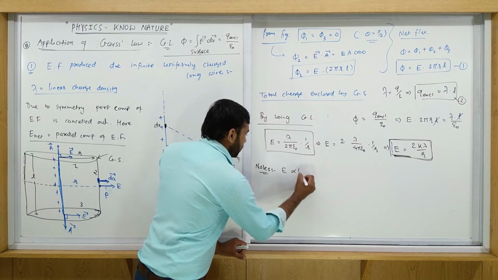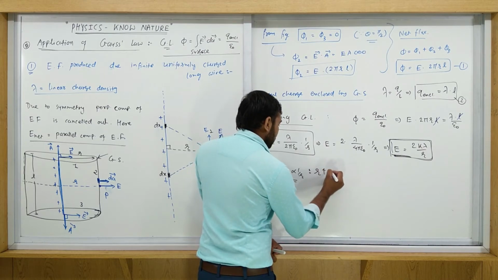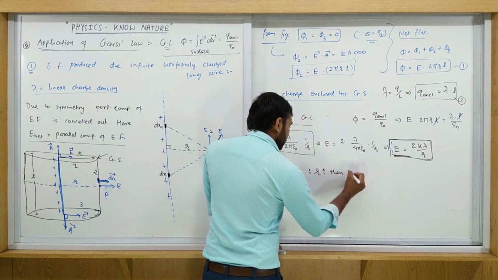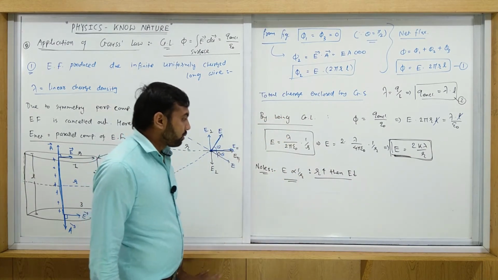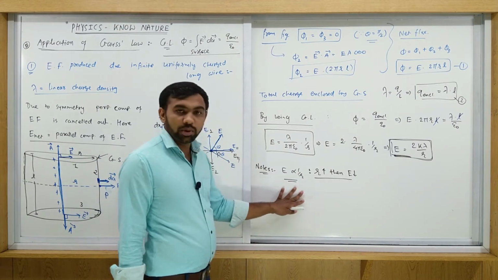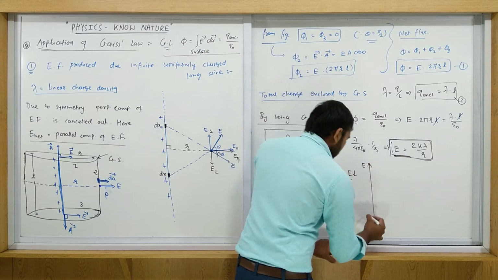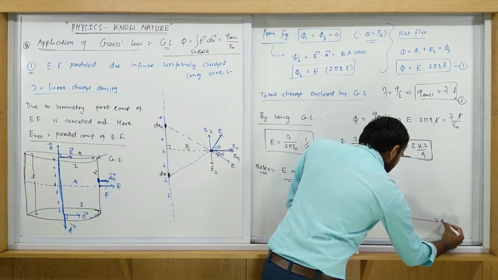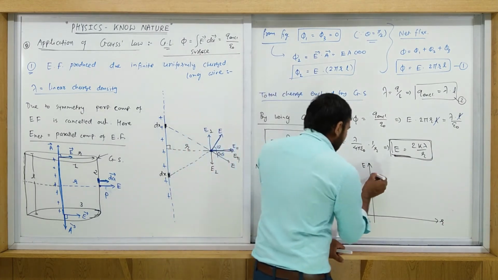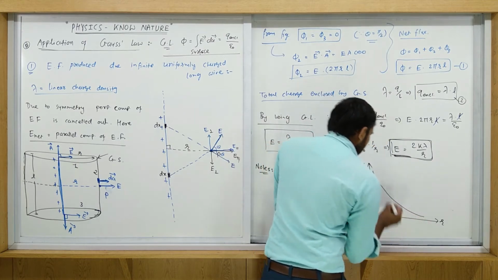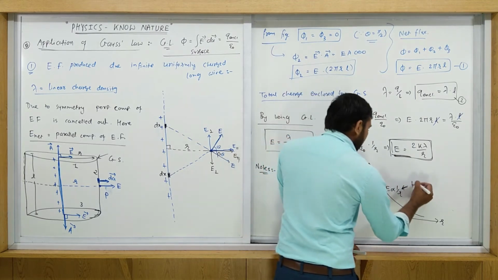E is proportional to 1 upon R. It means as R increases, E decreases. What is the relation? 1 upon R. It means the change is hyperbolic. If you try to draw the graph of E versus R, then its change is as per 1 upon R, which means a hyperbola. So E is proportional to 1 upon R, and the shape of this graph is a hyperbola.